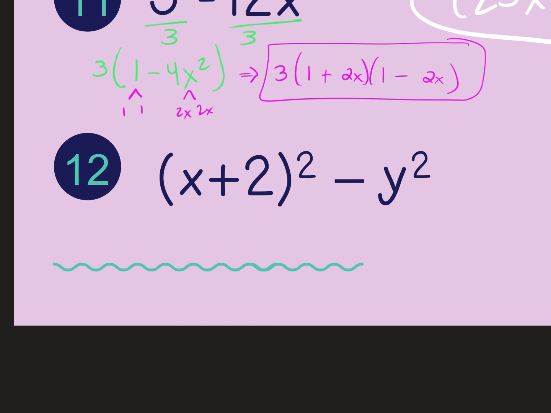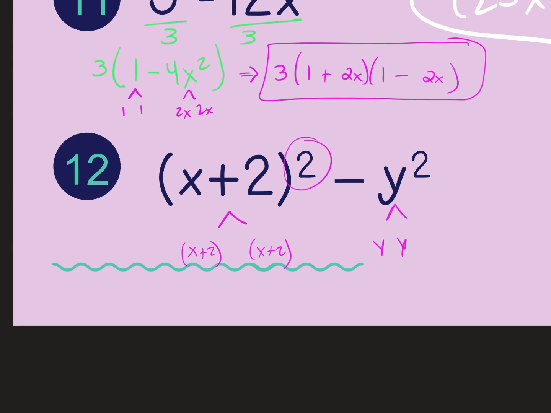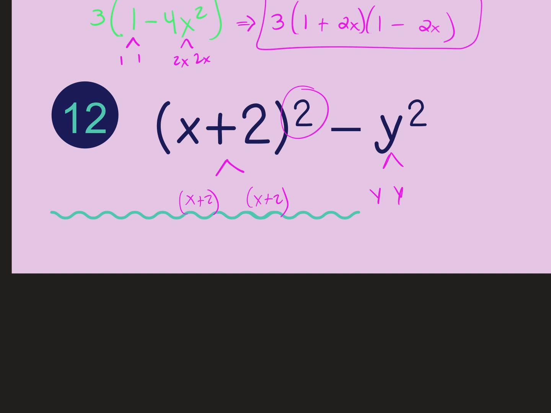All right, let's look at number 12. Number 12's a little different. I have my first term. What would I break this down into? Well, this would be x plus 2 and x plus 2, right? Because there's two of them. And then my y's would be a y and a y. So I have the difference of perfect squares. So I would have x plus 2 plus y in my first parenthesis, and then I would have x plus 2 minus y in my second parenthesis.